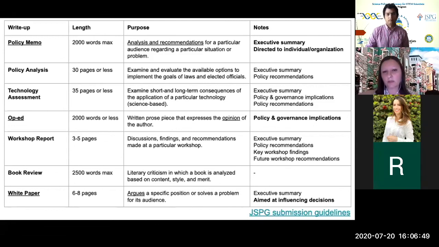I think even white papers, obviously this is broader. You can think of that as more of an academic kind of writing, but it's still around a specific topic, state fellowships in this case.